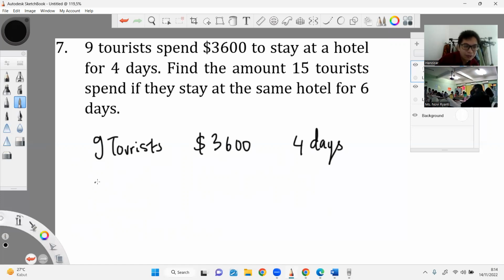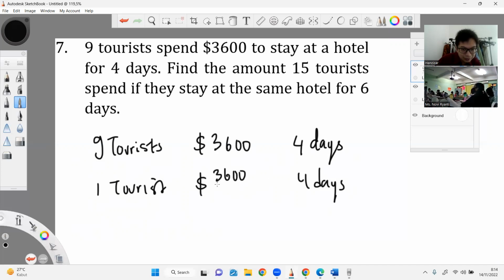So to make it easy, for one tourist, how much? For 4 days too. 3,600 divide by 9, right? So we calculate just one tourist, as if you were nine and now just one. But the days stay the same, 4 days, no need to change. Just focus on the amount of price that you have to pay. Then you divide by 4, right?